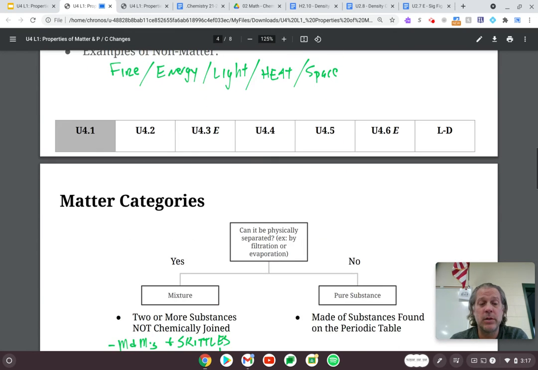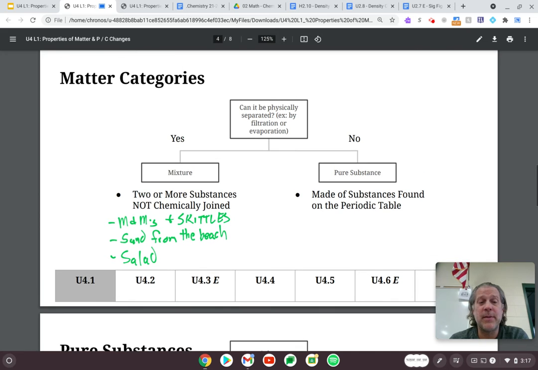So the way that we classify matter is in two different ways. Matter can either be a mixture or it can be a pure substance. So when you're looking at a substance or some matter, you can ask yourself the question, can I separate this relatively easily? And if I can, it's a mixture. If I cannot, it's a pure substance.